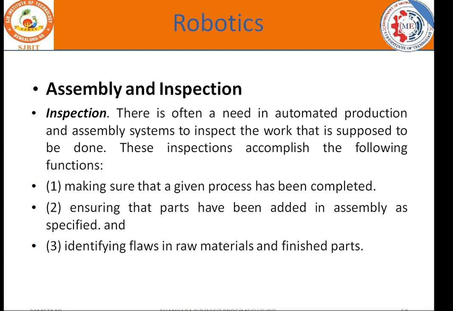Inspection is an automated inspection, automated production and assembly system to inspect the work that is supposed to be done. These inspections accomplish the following functions: making sure that a given process has been completed, ensuring that the parts have been added in assembly as specified, and identifying the placement of raw materials and finished parts.